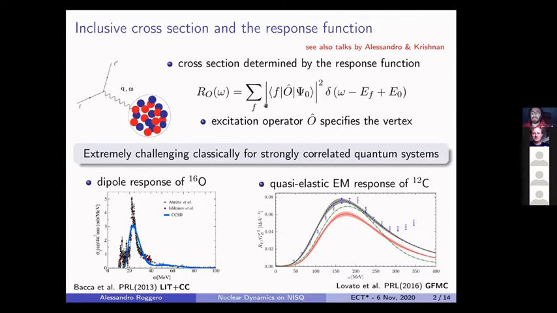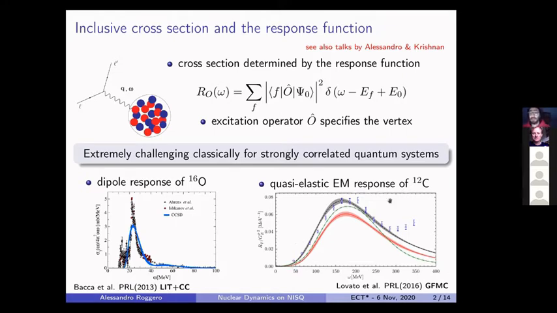And so, for instance, the Euclidean response by Alessandro the other day. These techniques allow us to essentially compute these kinds of properties in medium-sized systems, like oxygen or carbon-12, for instance. And these techniques are relatively reliable, especially for response functions which are very smooth, like quasi-elastic peaks.